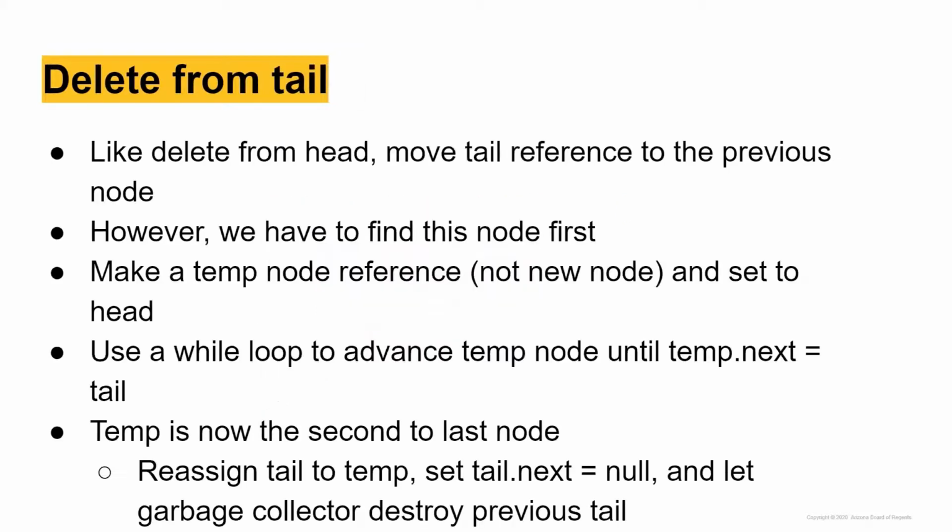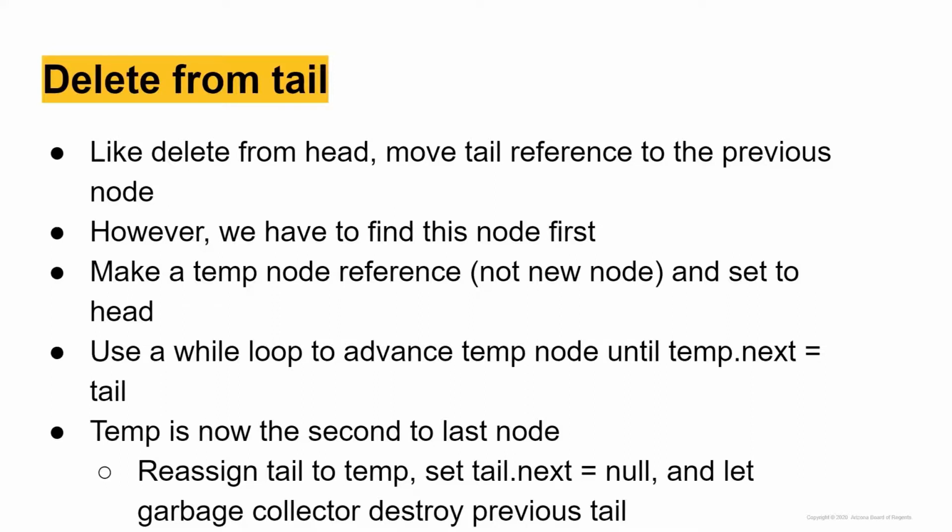All right, let's talk about deleting from the tail. Like deleting from the head, we need to move the tail reference to the previous node, right? Because if we move the head reference to the next node and let the previous head node get deleted on its own, wouldn't it make sense to just move the tail to the previous node and let the tail be deleted? And yes, that's what we're going to do. However, we don't know what that previous node is, because all of our nodes point to next, they all know what is next in the list, but none of them know what comes just before them. So we have to find this manually.